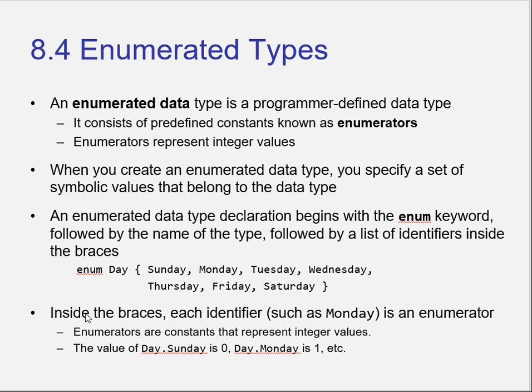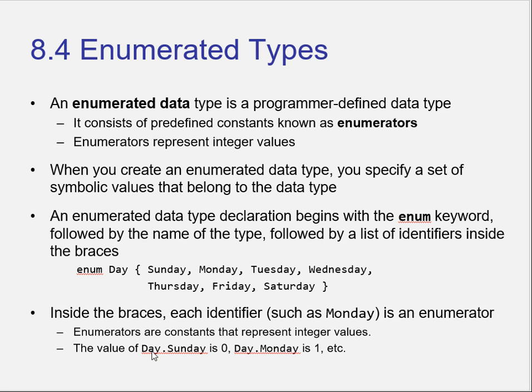So inside the braces, each identifier, such as Monday, is the enumerator that you want to add to this particular enum type that we're creating right here. The enumerators are constants that represent an integer value. So for example, Sunday would be in the first location, so that I have integer values 0, 1, 2, and so on throughout the rest of these.